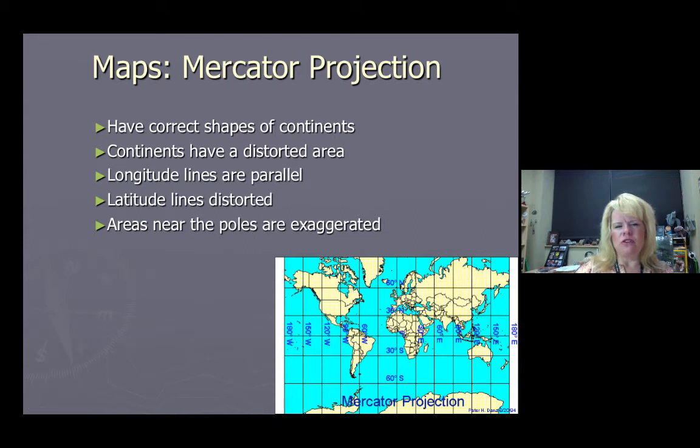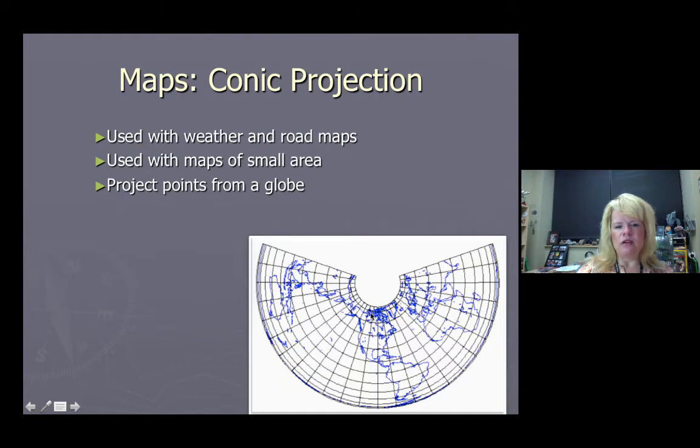Conic projections are typically used to help plot weather and road maps, and they are typically done with smaller geographic locations as opposed to worldwide size maps. They project a specific location from the globe and kind of focus in, zoom in on that area.